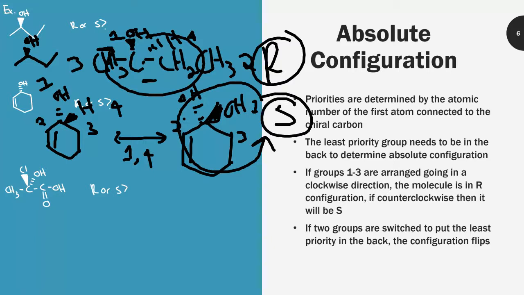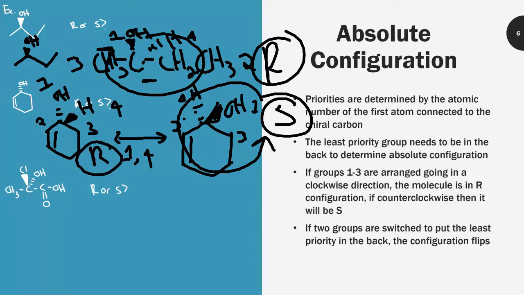But from the original molecule to this molecule, you switch 2 groups to put H in the back, so you can determine the configuration. But when you switch 2 groups, you flipped the configuration to the opposite configuration. So if this is S, that means that the original molecule is R.